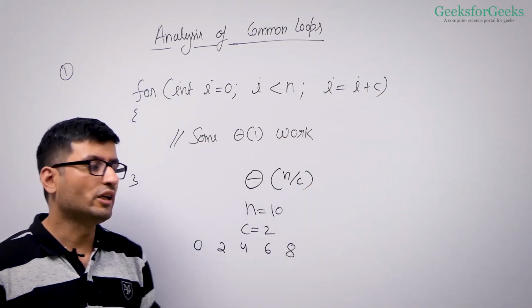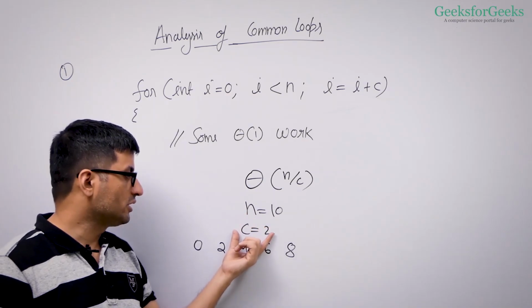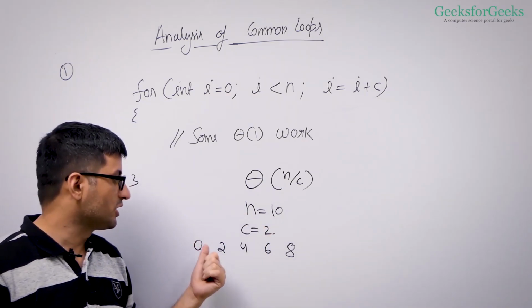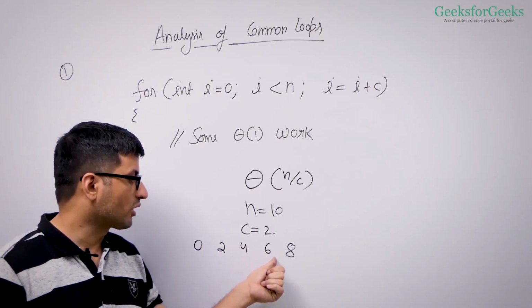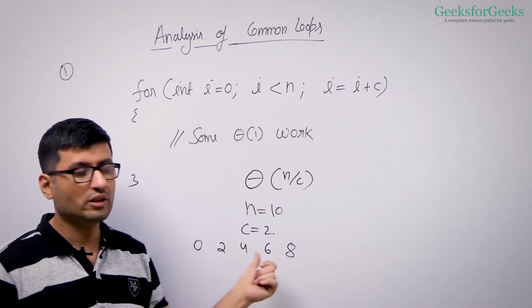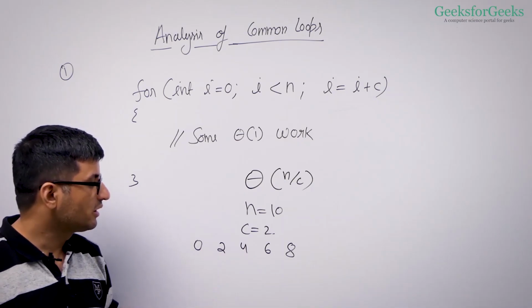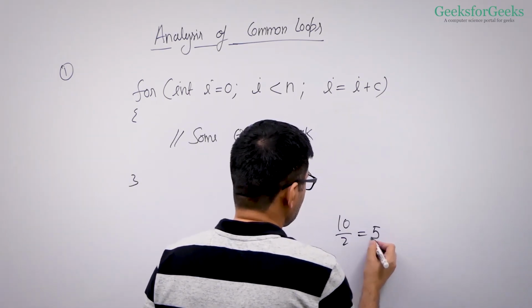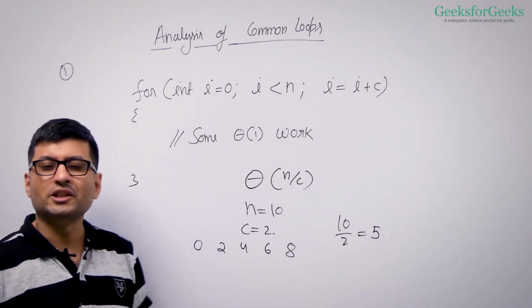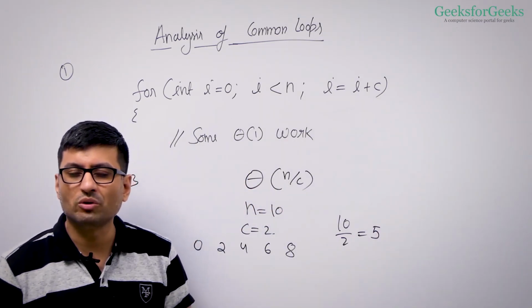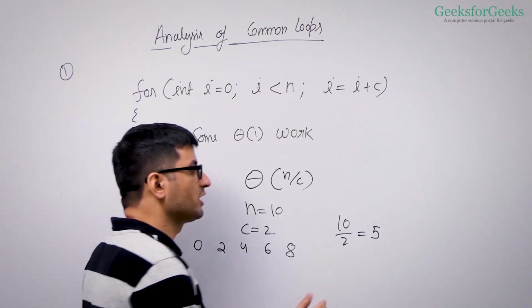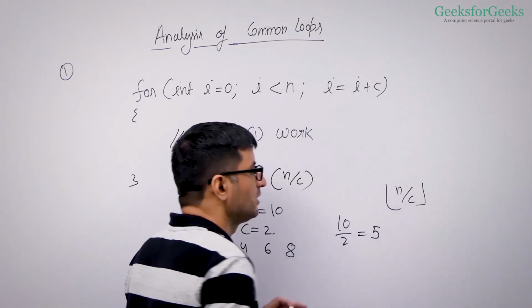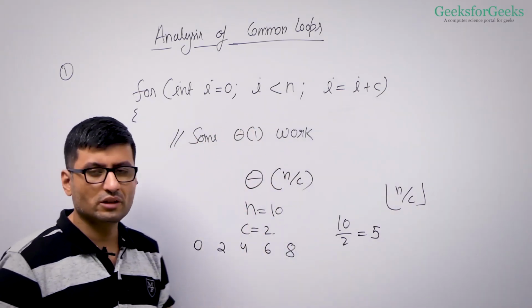For example, let us take n equal to 10, c equal to 2. This loop will run for i equal to 0, i equal to 2, i equal to 4, i equal to 6, i equal to 8. So how many times does this run? 10 by 2, 5 times. If n is 11, then also it's going to run 5 times. So we can say floor of n by c is the number of times this loop runs.